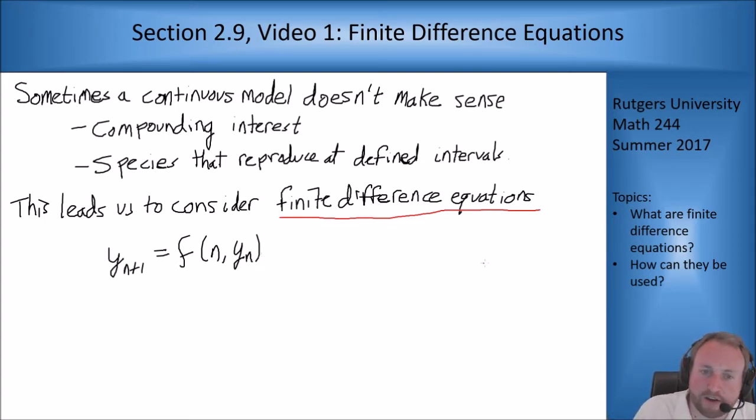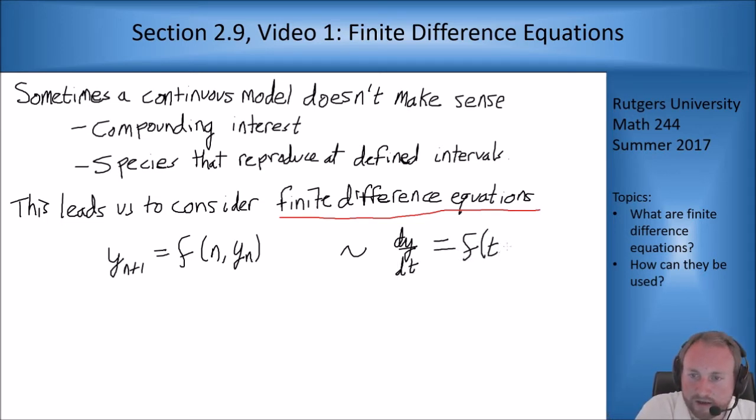What you should think of here is this is something like dy/dt equals f(t, y). Those are more or less the same thing because in this case, instead of having continuous time where time can be anything, you have n as your time. Your n is the integers that you're stepping up one by one to get from one step to the next.